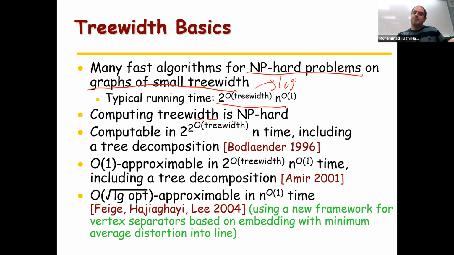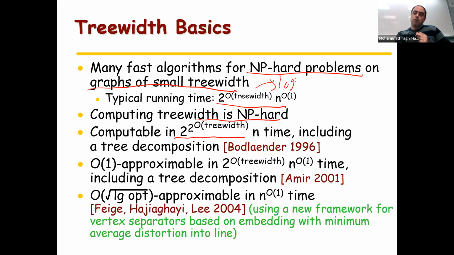Computing Treewidth itself is NP-hard, so you cannot do that easily. However, if you want to compute it exactly, the best that we have so far is 2 to the order Treewidth. With 2 to the Treewidth, you can actually compute the exact Treewidth of the graph.